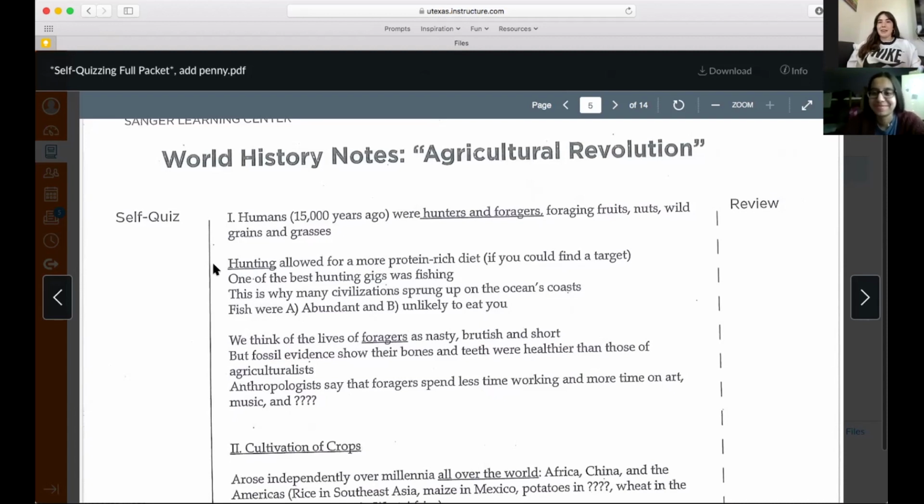Fishing. All right. And then what's the next self quizzing question that naturally occurs from that? What type of fish did they use, or what were the two qualities that fish had in the hunting? Exactly. That's what I was looking for. We've seen that the best hunting gig is fishing. Now the question is, well, why was it fishing? Mhm. Right? So go ahead and answer that. Why was it fishing? Because it was abundant and fish were unlikely to eat you.